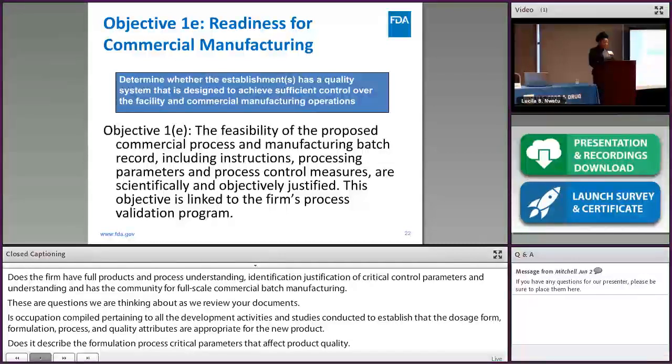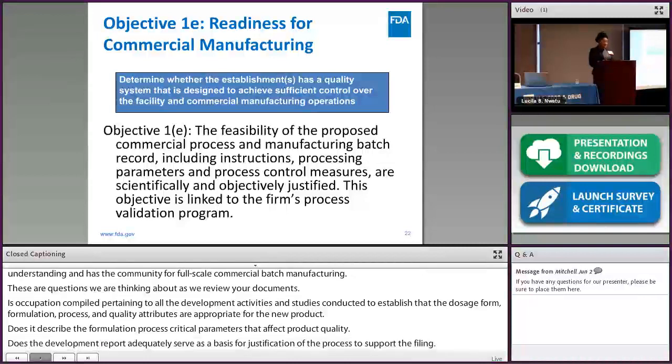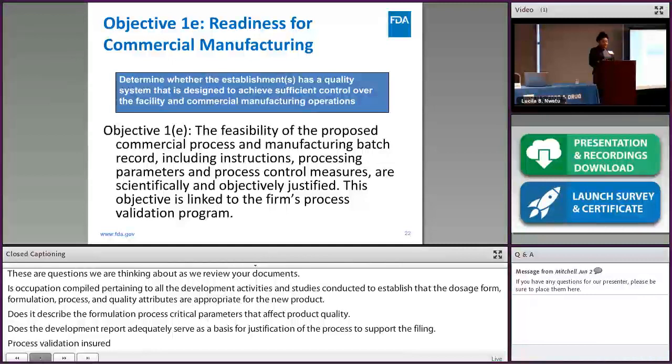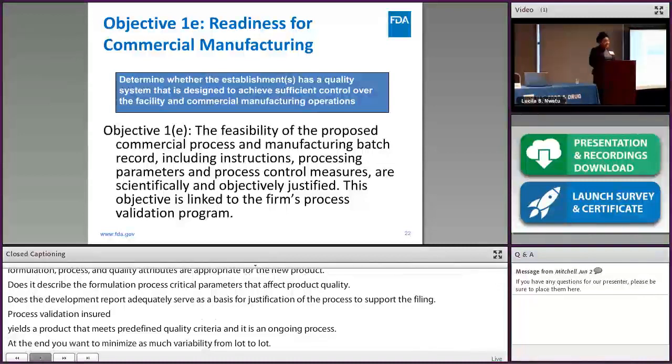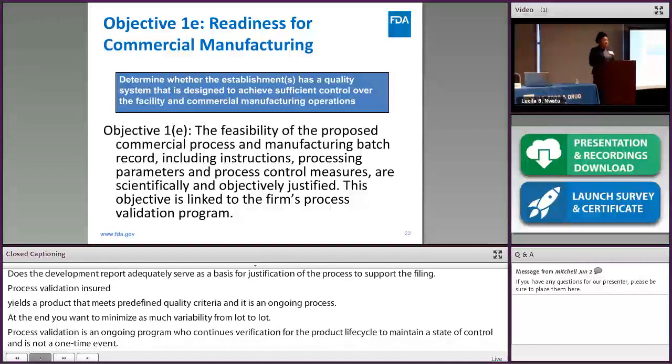Process validation, in short, yields a product that meets predefined quality criteria, and it is an ongoing process. At the end, you want to minimize as much variability from lot to lot. Process validation is an ongoing program through continuous process verification through product life cycle to maintain a state of control, and it's not a one-time event. After commercialization, more knowledge will be gained, and that should be inserted back into the validation program.